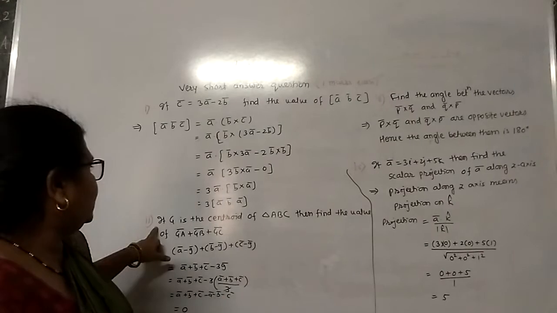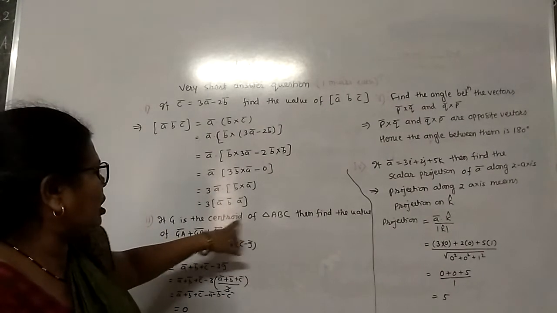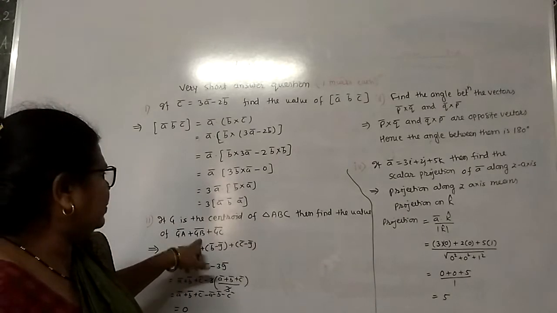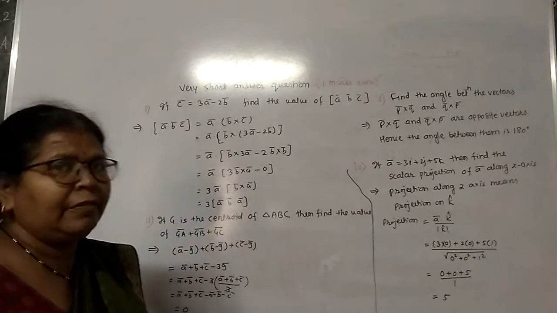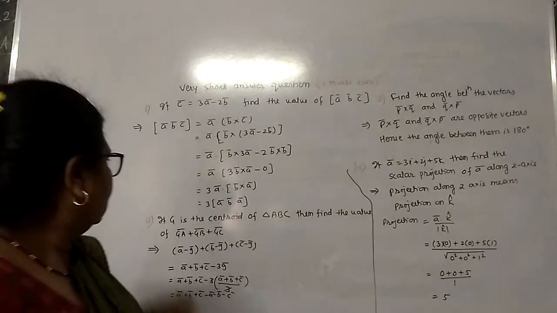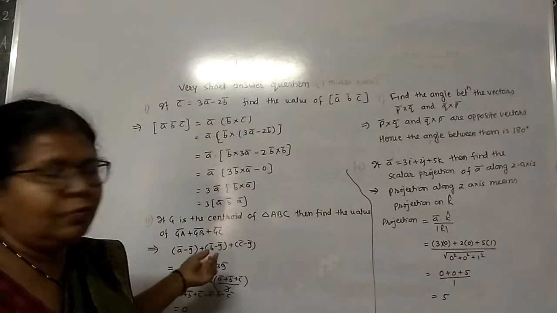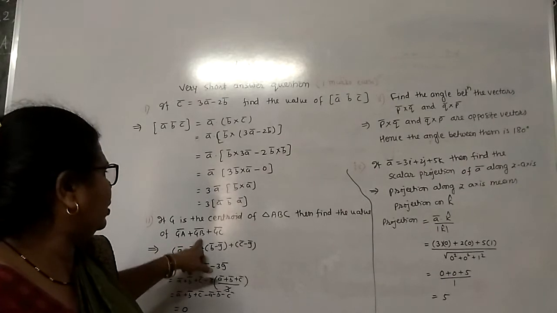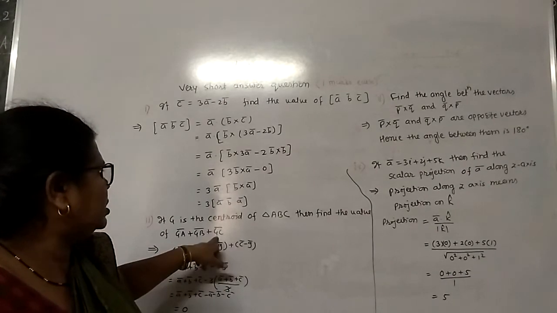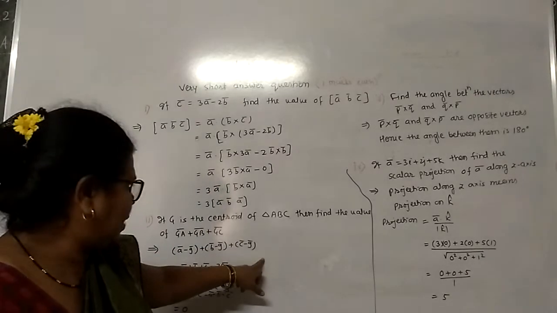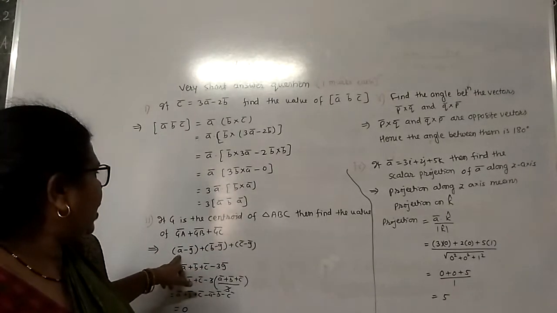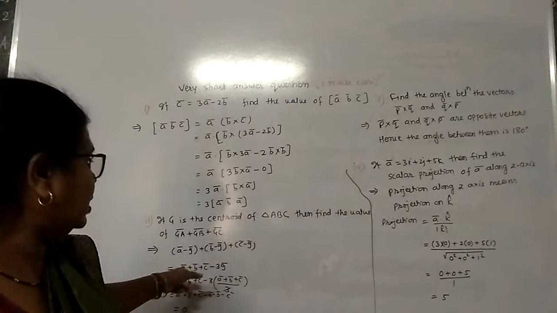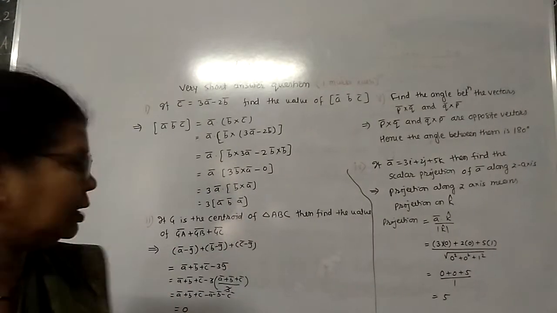Then see question number 2. If G is the centroid of triangle ABC, then find the value of GA bar plus GB bar plus GC bar. Sometimes its value is also given. So we take the position vectors: GA bar equals A bar minus G bar, GB bar equals B bar minus G bar and GC bar equals C bar minus G bar. Then A bar plus B bar plus C bar minus G, minus G, minus G. And what will it become? 3G.